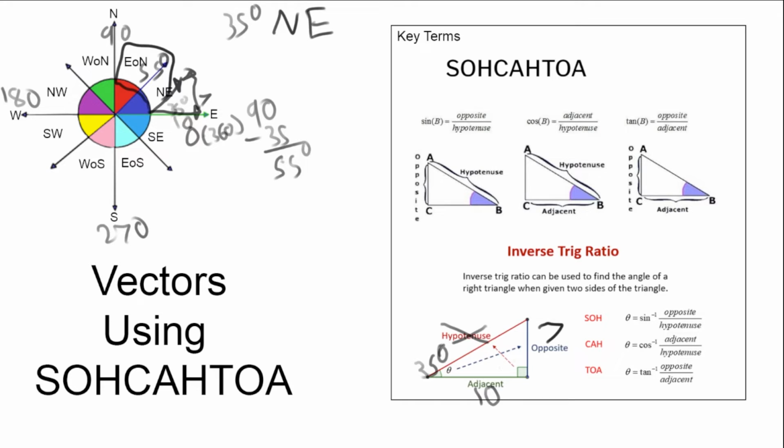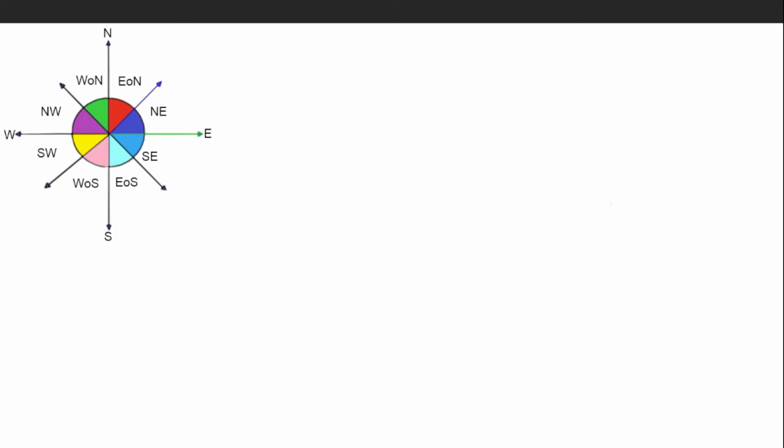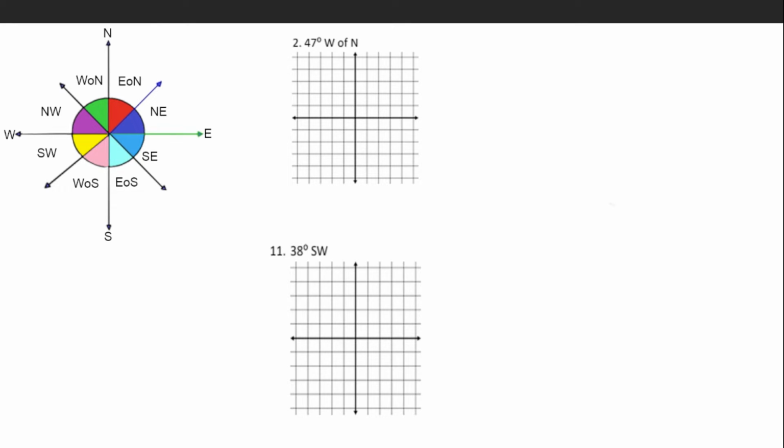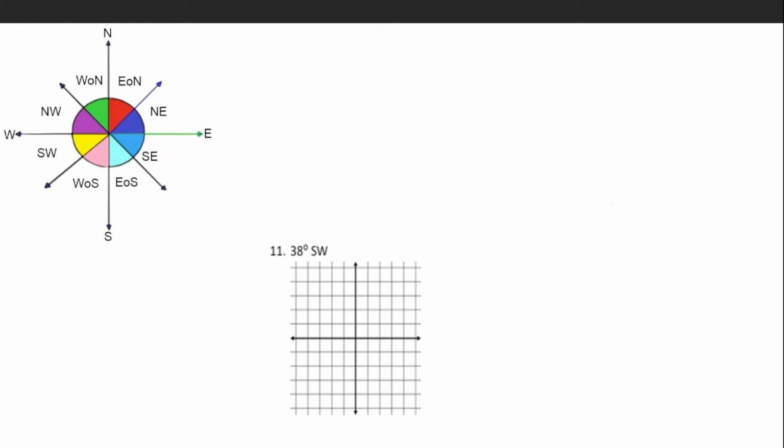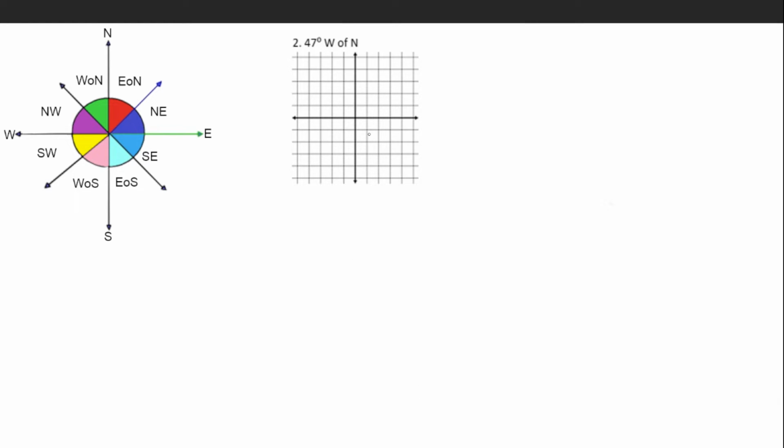So let's go on to the next slide. This is pretty much just an empty slide right now. So we'll put up the compass diagram again. We'll have that up because we're going to be using it. And then we go to practice. We have problem 1 here.